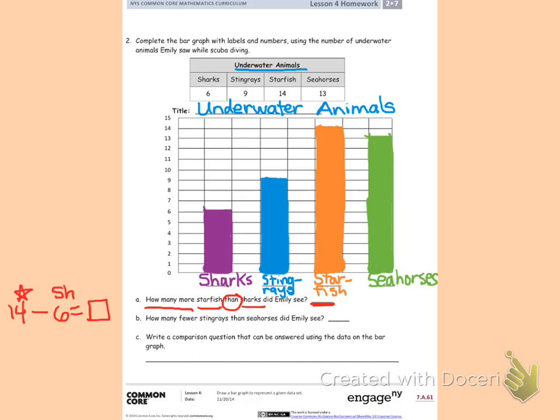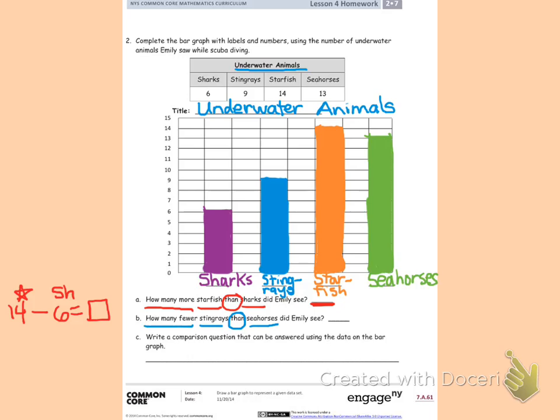Problem B. How many fewer stingrays than seahorses did Emily see? I better underline how many fewer. Stingrays, circle the word than, underline the word seahorses. Again, I'm comparing two different groups. Stingrays. The stingrays have a 9 and seahorses have a 13. Remember, when we're comparing, we always start with the larger number.